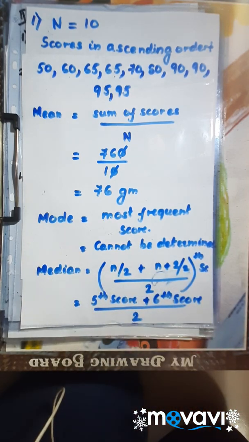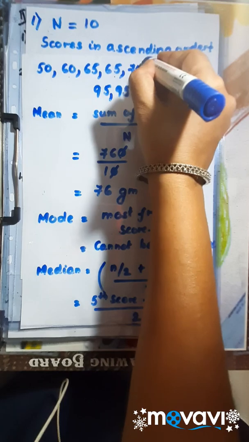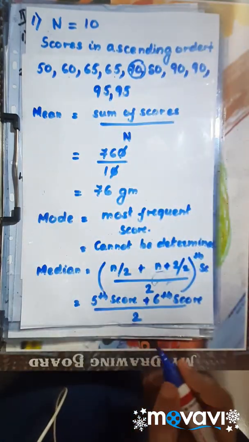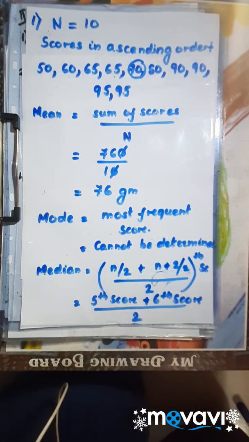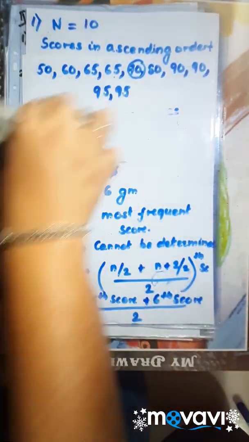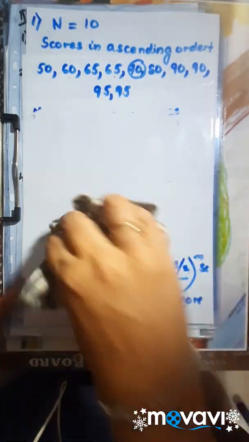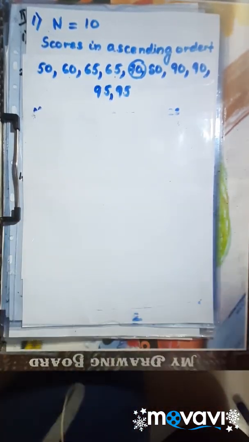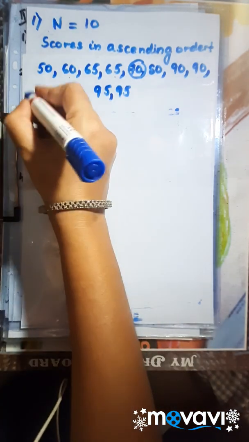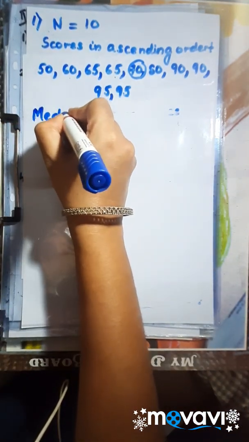Upon 2. Okay, now how will you say which is the fifth score? 1, 2, 3, 4, 5. This is the fifth score. So what is it? 70. Okay, I'll write this again just for your convenience. Write this again, median. Once again I repeat, median.